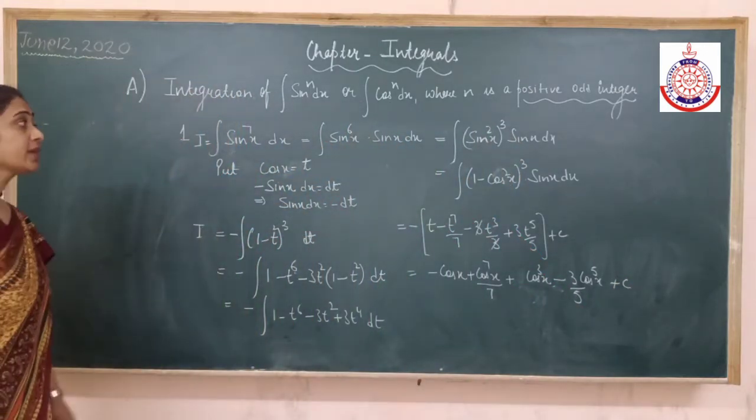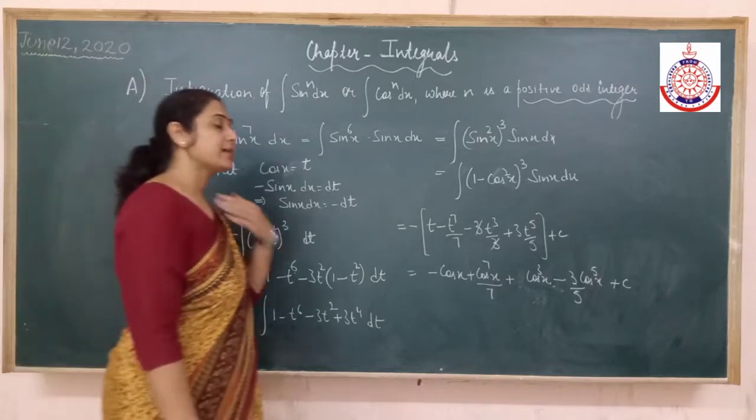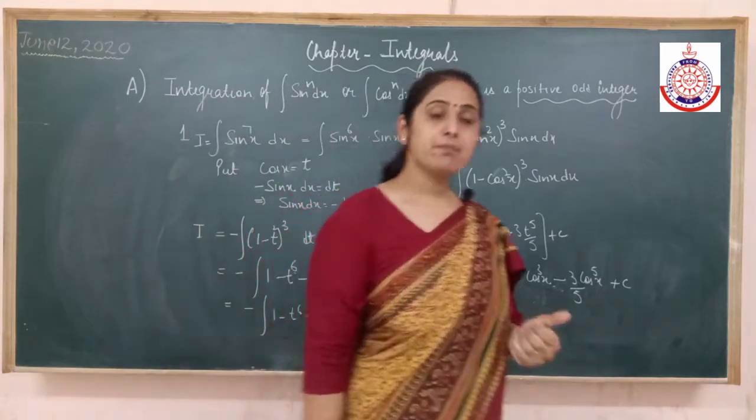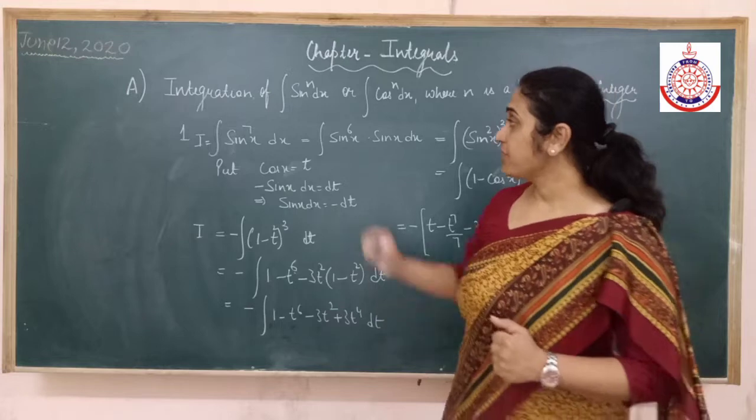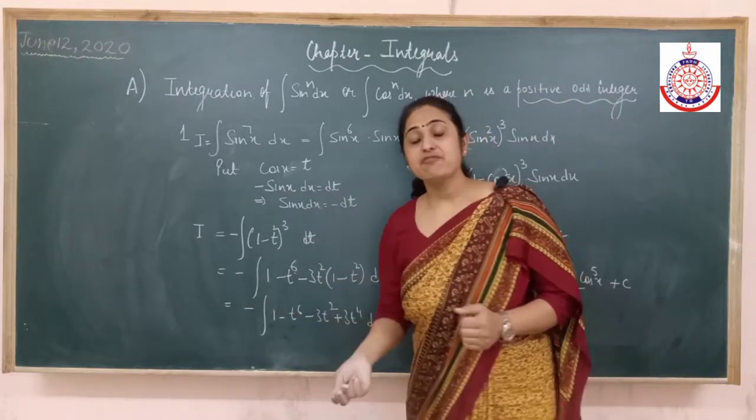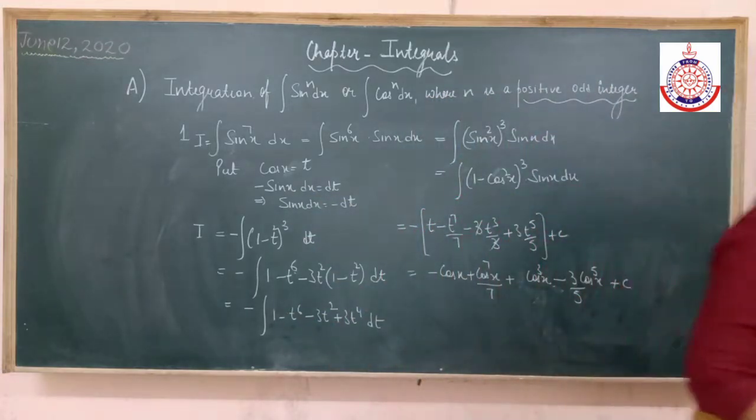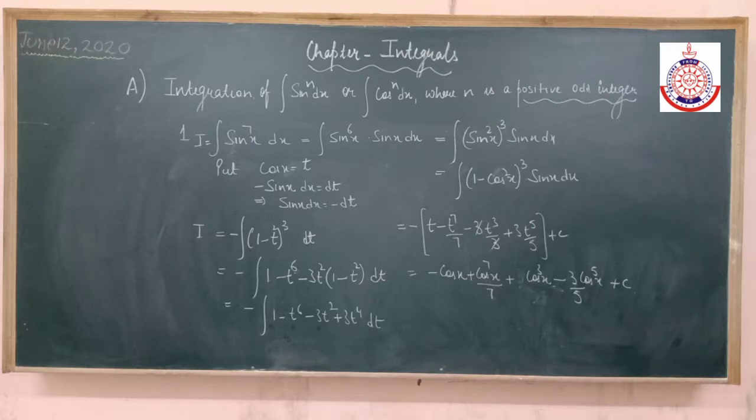Clear to everyone? So, just a recapitulation: if you have an odd power of sine, then you will substitute cos, and if I have an odd power of cos, I will substitute sine. Alright? Clear to everyone?